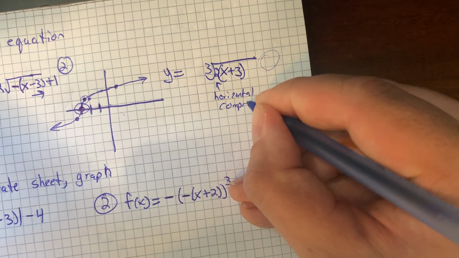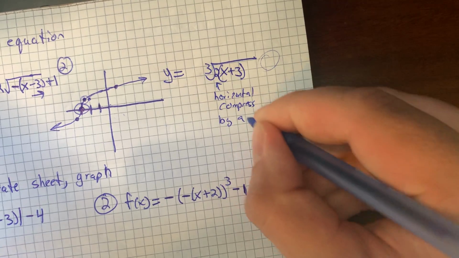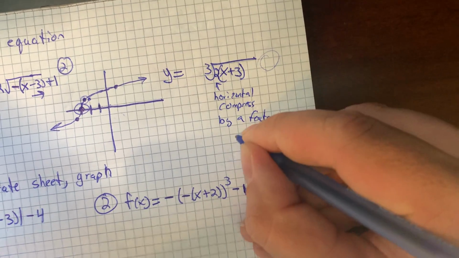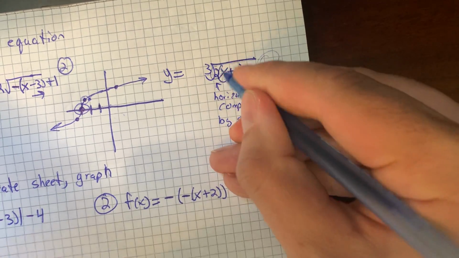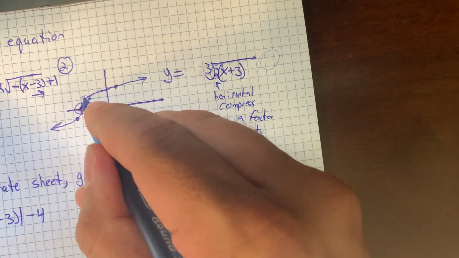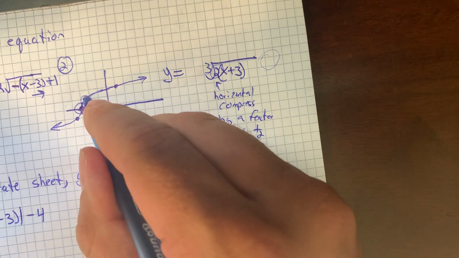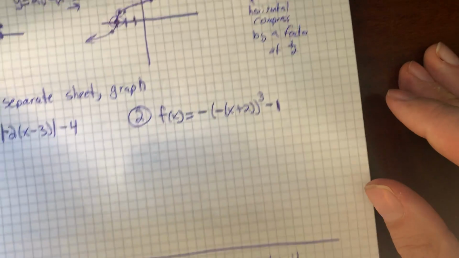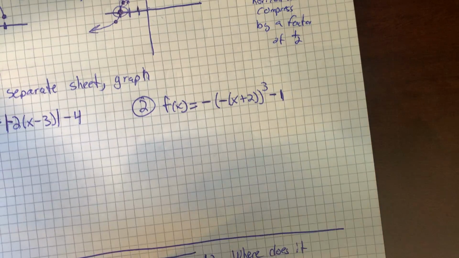compress by a factor of 1/2. It's the reciprocal of it. So we needed a 2 here, a multiplying by 2 on the inside to make it horizontally compressed by a factor of 1/2. All right.